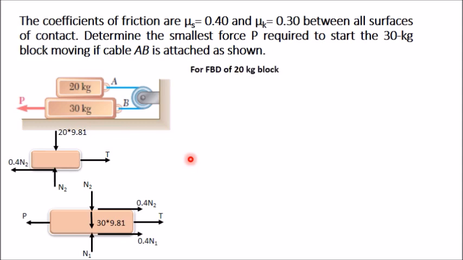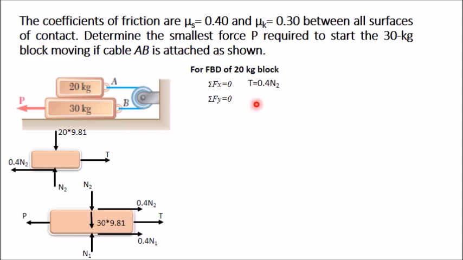So I have applied this for the free body diagram of the 20 kg block. Summation Fx equal to 0, all the forces along the x direction equal to 0. So you can say that this is the x direction and this one is the y direction. Here, in the x direction only two forces, T and 0.4 N2. So T minus 0.4 N2 is equal to 0. From that you will get T is equal to 0.4 N2.